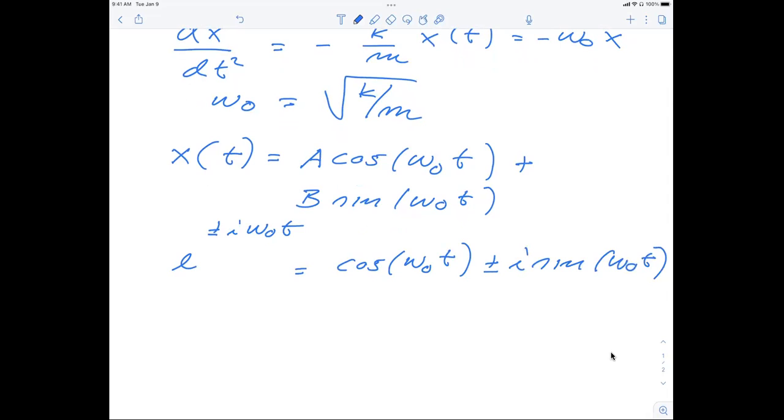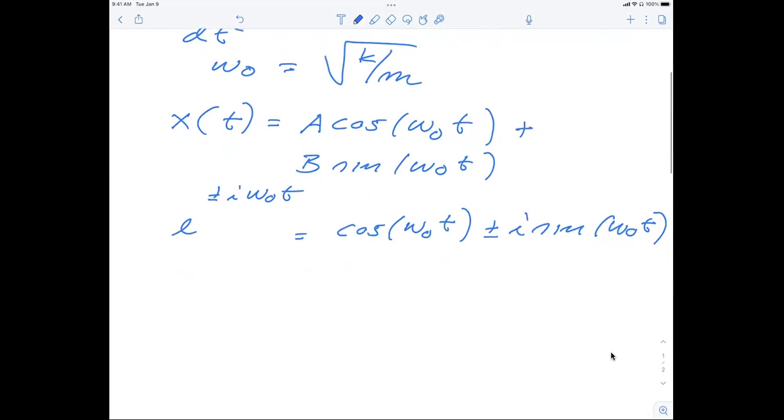So if we do that, you can see now that we can bring in this definition of the exponential in terms of cosines and sines, and actually rewrite the solution in terms of an exponential. So this is another way we can actually represent the solution.